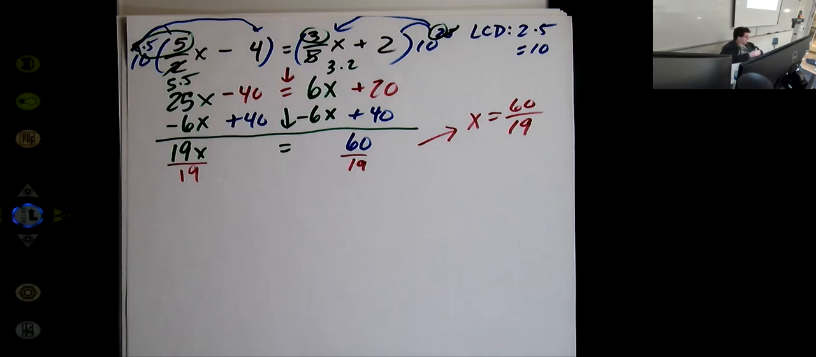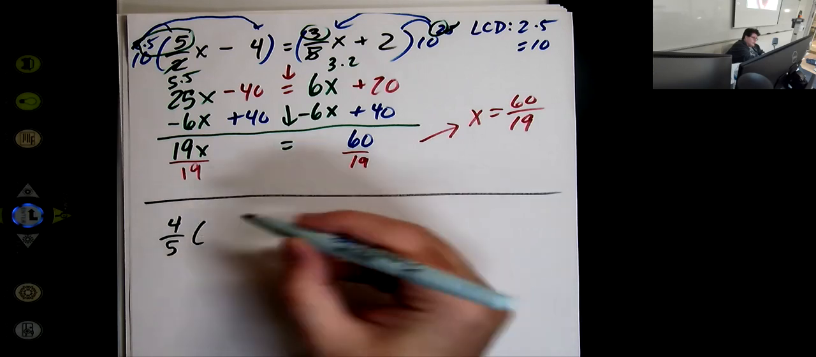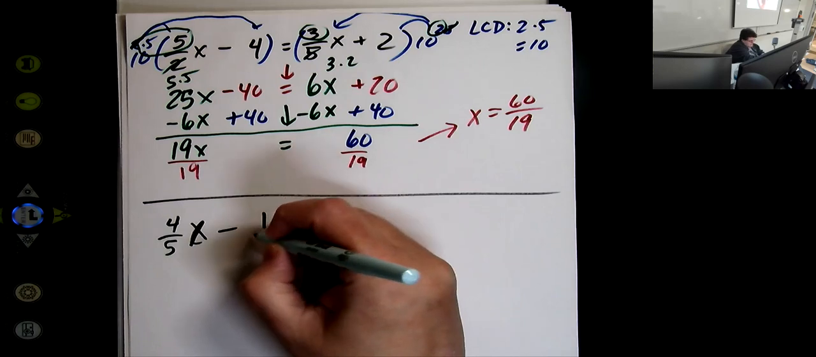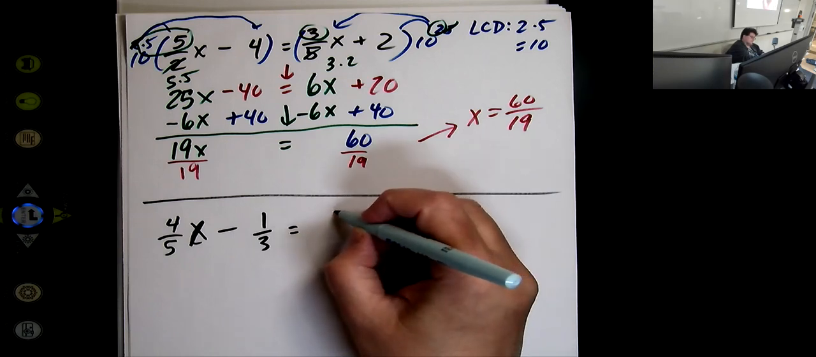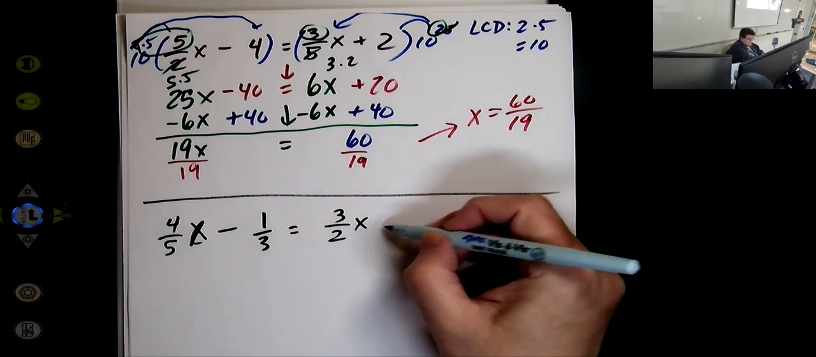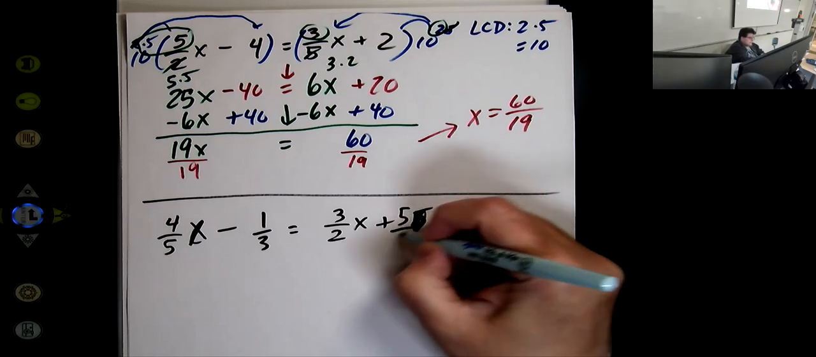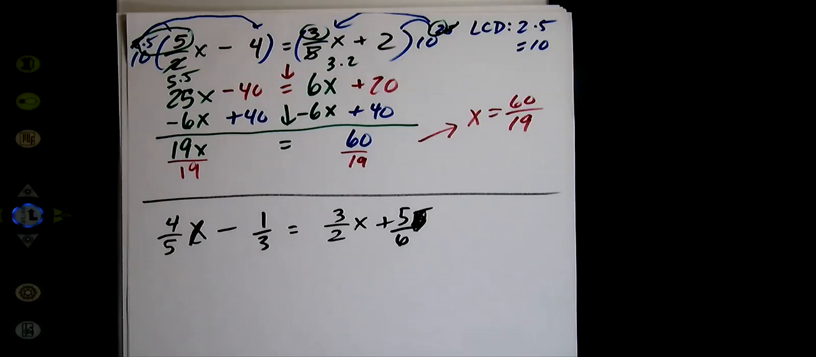In fact, I'll just come up with a new one. X, there we go. Let's do plus 5 over 6. I'll do that. The lowest common denominator will be 30. What is the lowest common denominator? 30. It is 30.